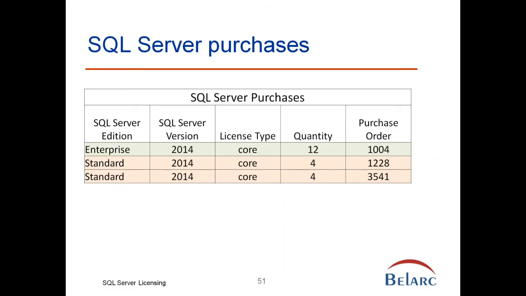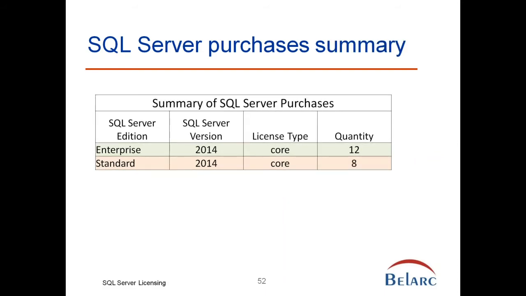So in practice, of course, you might have many more rows than this, reflecting many more purchases over time, and you probably have different editions and versions, and you might have a mix of license types. You might have earlier purchases that were per server or per core. And so the next step is to summarize over the different purchases so that you have a total per edition and a license type.